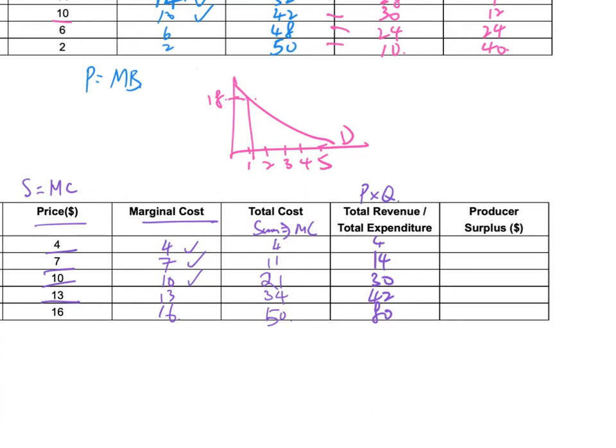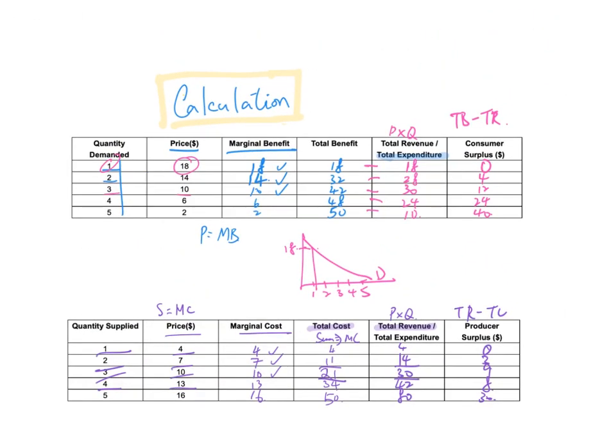Then producer surplus is the total revenue minus the total cost. That means we use this number minus this. So 4 minus 4 is 0, 14 minus 11 is 3, 30 minus 21 is 9, and so on. You are just thinking about the profit. Okay, so that's all for the calculation. Just a reminder, if you find it confusing, no need to worry. The most important part is that you can identify these things in the diagram.